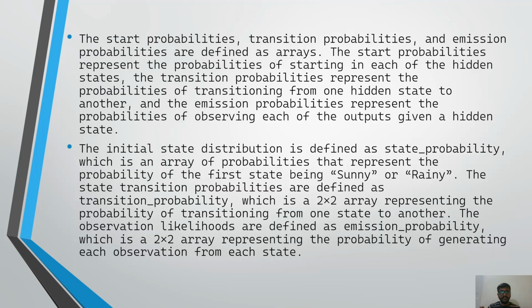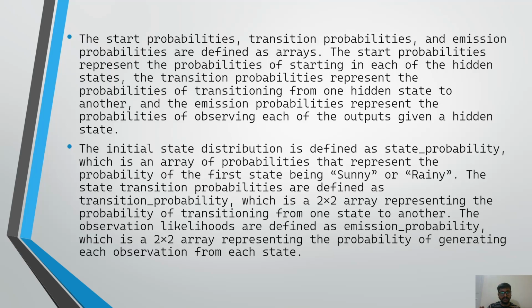The start probability, transition probability, and emission probability are defined as arrays. The start probabilities represent the probability of starting in each of the hidden states. The transition probability represents the probability of transitioning from one hidden state to another, and the emission probability represents the probability of observing each of the outputs given a hidden state.